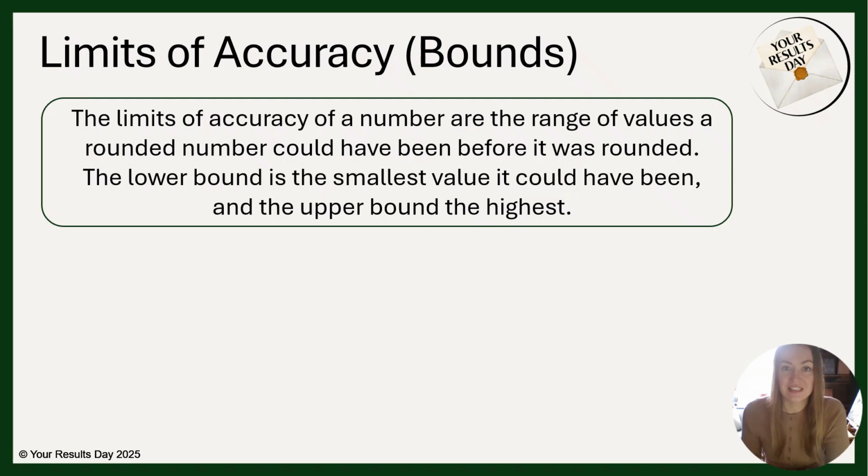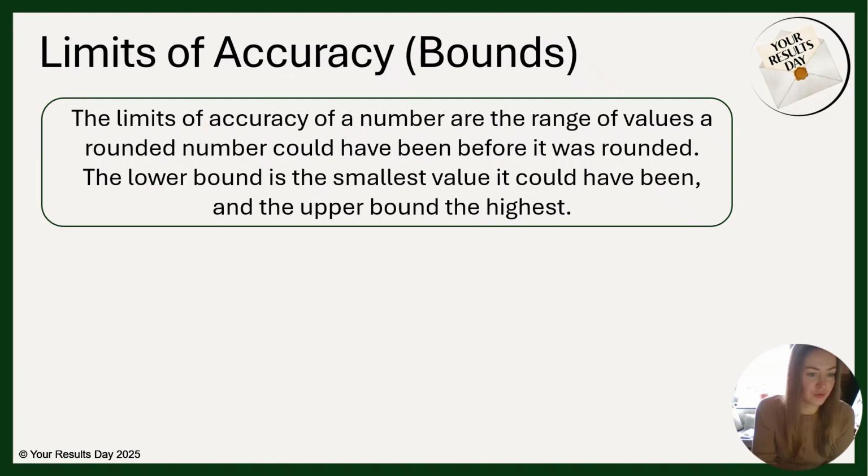So limits of accuracy, otherwise known as bounds, you might have heard both of these terms, and when we talk about bounds you might have heard lower bound and upper bound. They both mean the same thing. The limits of accuracy of a number are the range of values a rounded number could have been before it was rounded. So if you imagine you've got a number and it's rounded to, let's say, the nearest 10, we're looking at the range of possible numbers that could be rounded to that number. The lower bound is the smallest value it could have been, and the upper bound is the highest value it could have been before being rounded to this number that we've got.